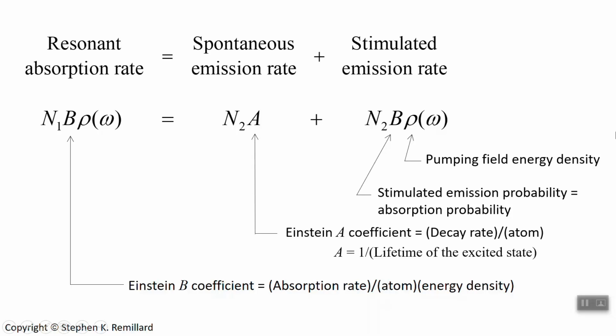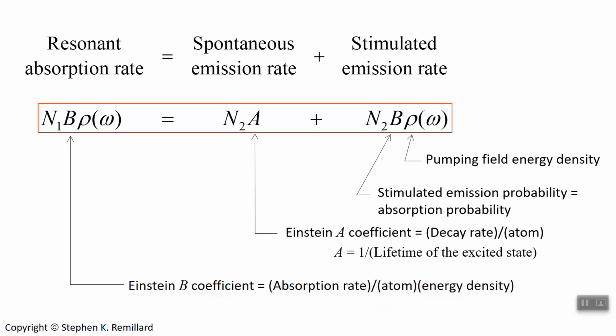A is called the Einstein A coefficient, and it's just the decay rate per atom. It's the number of decays that one atom is capable of undergoing per unit time. Well, it can only undergo one decay, but the real question is how much time passes before that decay happens. So 1 divided by A is how long it takes an atom to decay on average. So A is 1 divided by the lifetime of the excited state. That's a very simple meaning for the Einstein A coefficient.